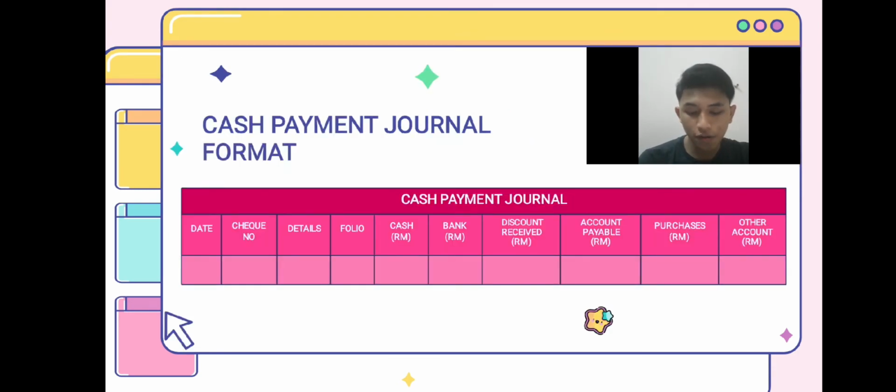For the format of cash payment journal, same like cash receipt journal, there are 10 columns. The first column is date, continue with check number, and then detail, folio, cash, bank, discount received, account payable, purchases, and the last column is other account. Then calculate the total amount for each column.